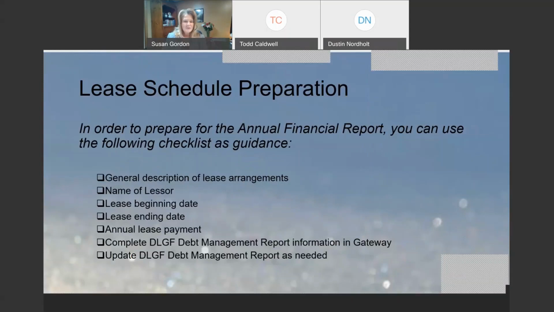The last 2 points on here, complete the DLGF debt management report information and gateway. That is separate from our lease schedule. It's very important that that be completed and updated, not just from a compliance aspect, but also from a financial statement note aspect, because we do pull information from that debt management report for you so that you can have a complete note on debt. So please do keep that up as well.